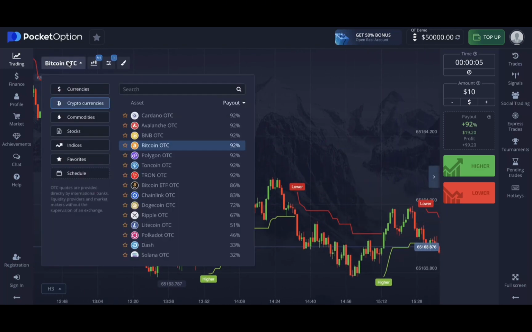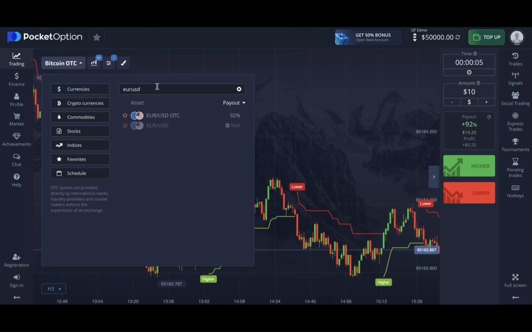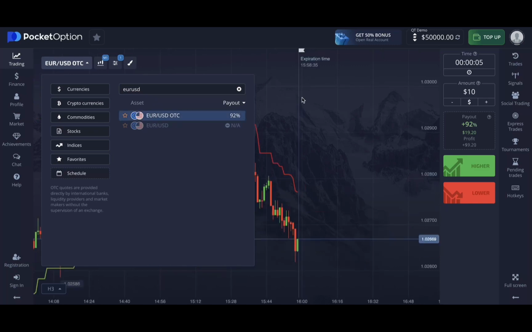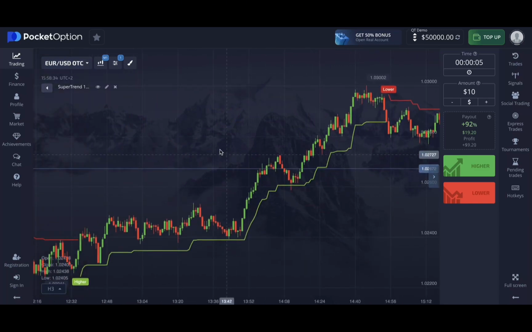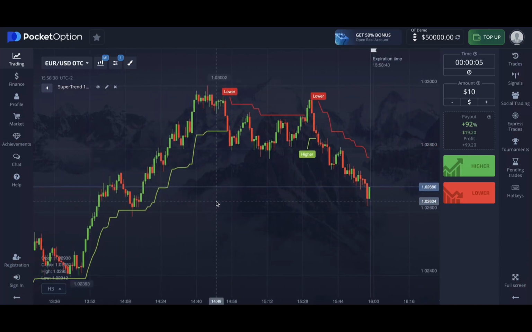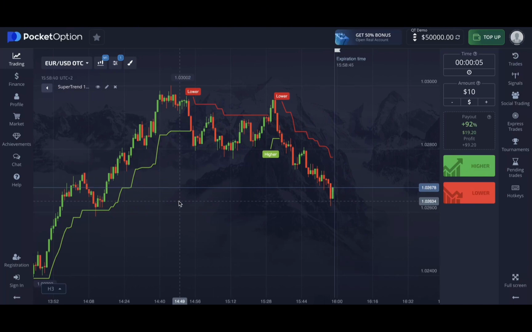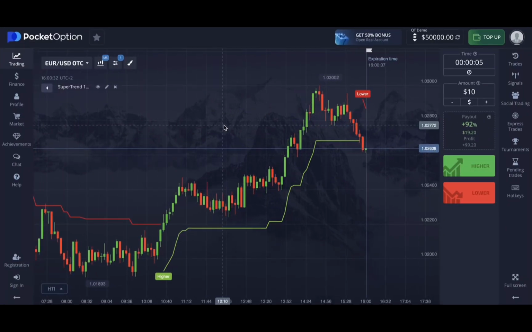So let's look at the forex pairs, for example, euro dollar. The euro dollar has been trending recently, as you can see, and I think it would be a good option. Now let's explain the strategy first.